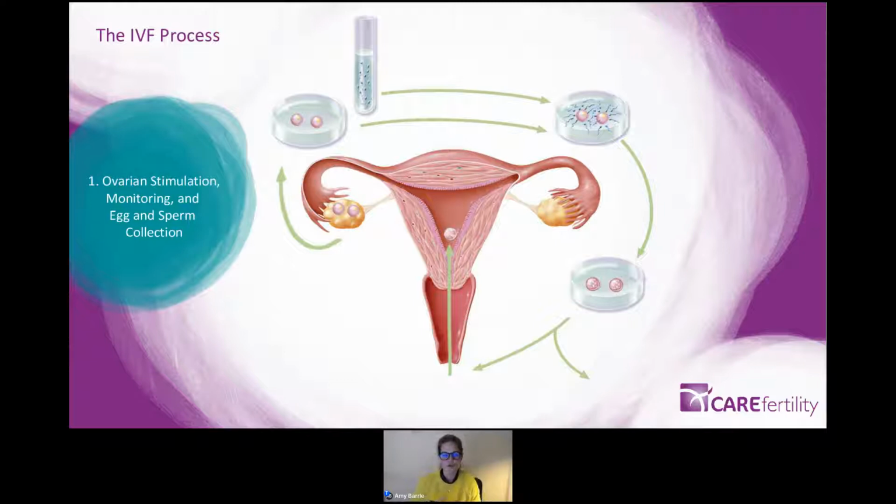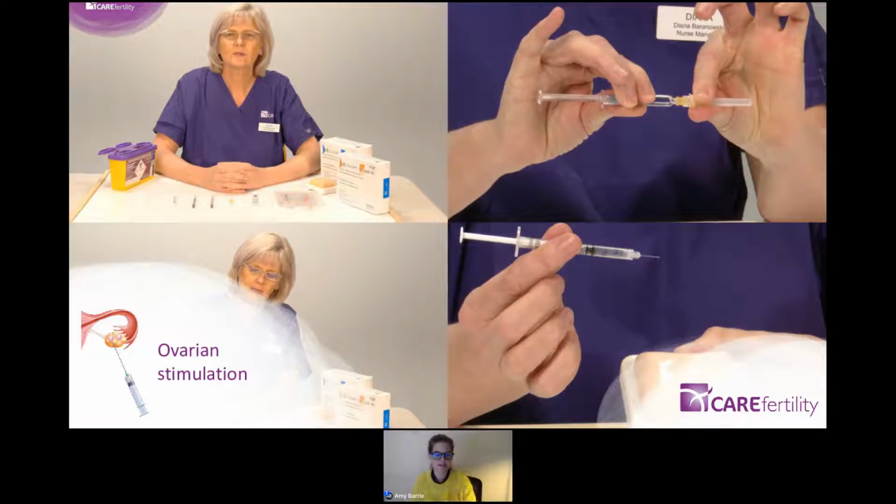So we would give you these drugs to administer. We would then monitor your response, and this is done via ultrasound guidance. So here's a picture of lovely Diane showing how to administer drugs. This is a video that you can find online, and we'll direct you to these videos, what we would call an injection teach video, to show you exactly how to administer the drugs properly.